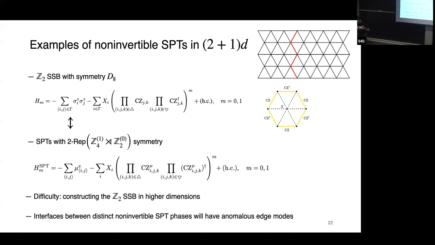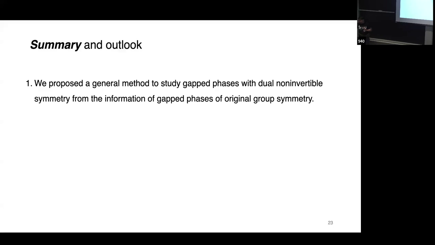And the interface between distinct non-invertible SVTs will have some anomalous edge modes. Now the interface is 1+1D, so it could potentially have some gapless edge modes. And then I will go to the summary and outlook.